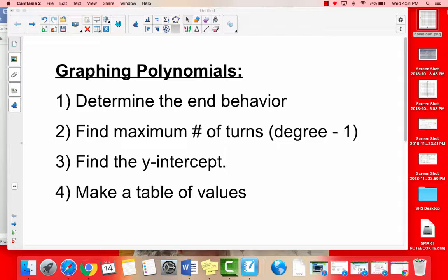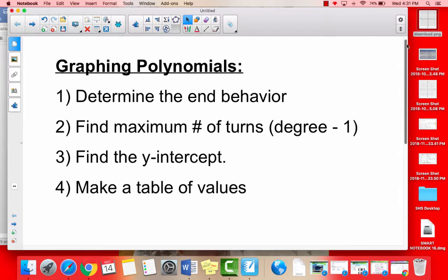I basically came up with 4 simple steps in order to graph a polynomial successfully. You want to make sure you write these down so you can refer back to them. The first is to determine the end behavior. So you have to pay attention to your degree and your leading coefficient.